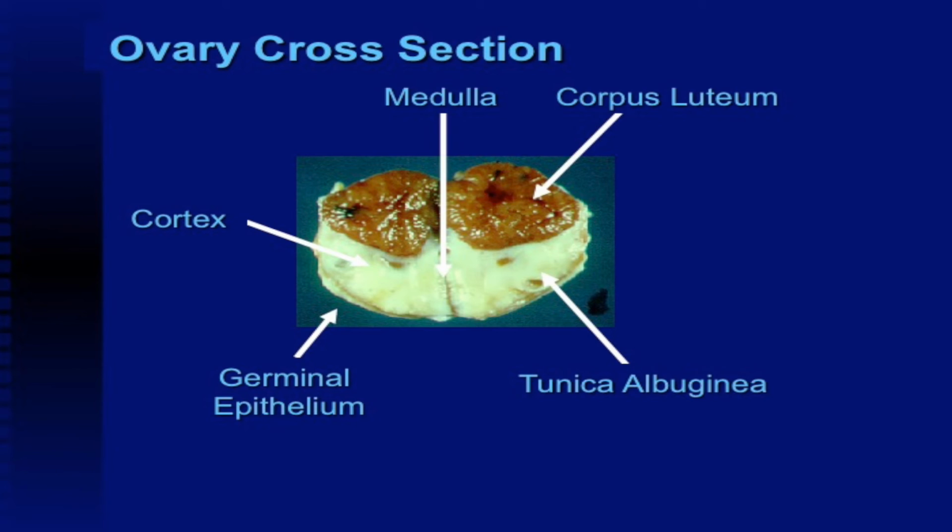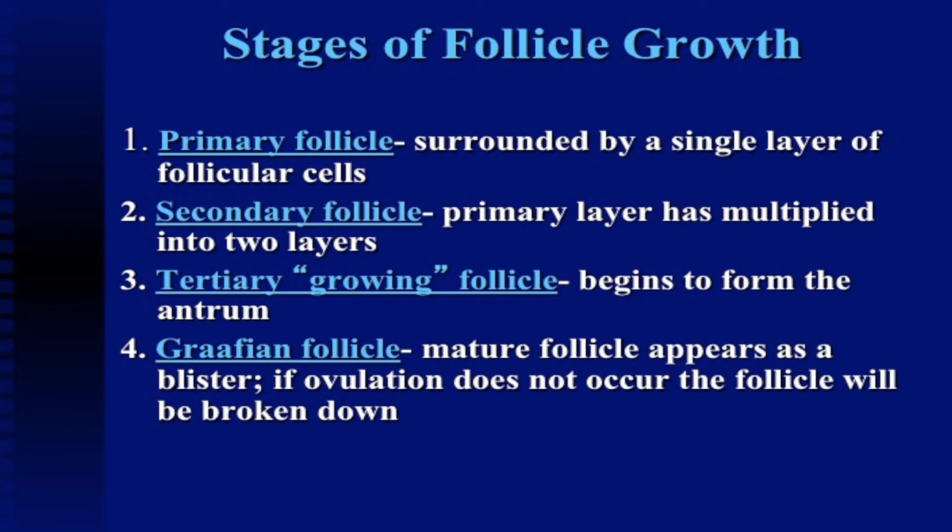We also have a better understanding of, when we have that follicular wave, how we can manipulate the estrous cycle of a cow to get her ready to breed artificial insemination. Maybe also even in natural service, we can group cattle together to where they're going to be calving in a shorter period of time as well. So the stages of follicle growth, the first one is the primary follicle, and it's surrounded by a single layer of follicular cells. The secondary follicle, which is a primary layer, has multiplied into two different layers.